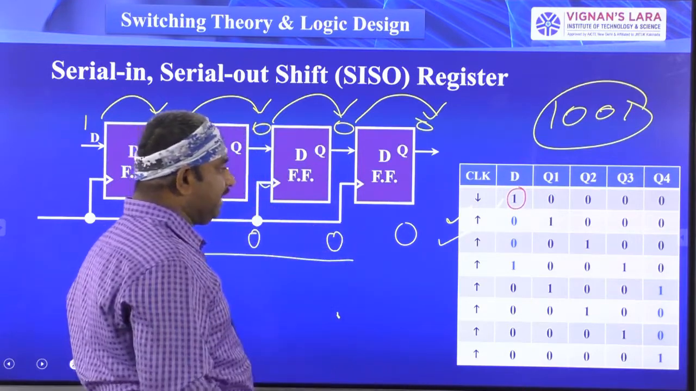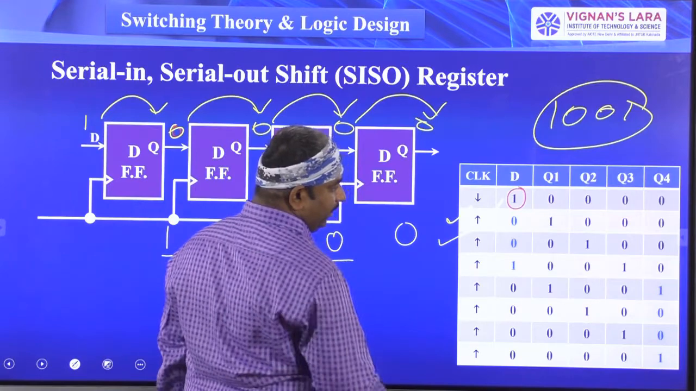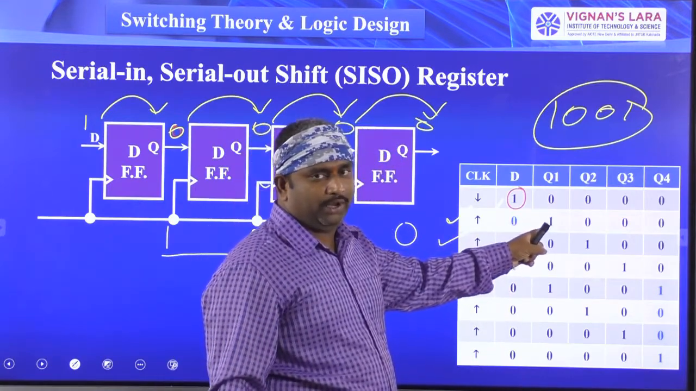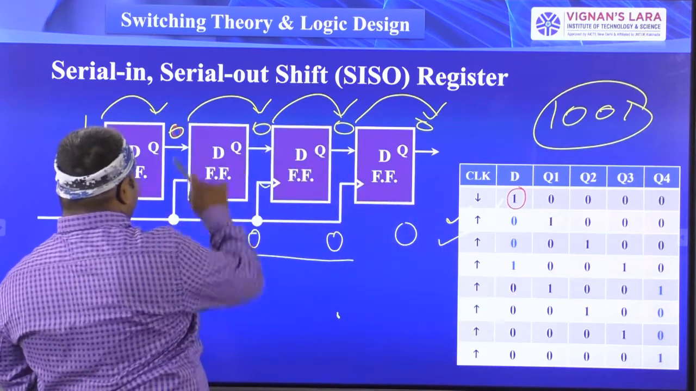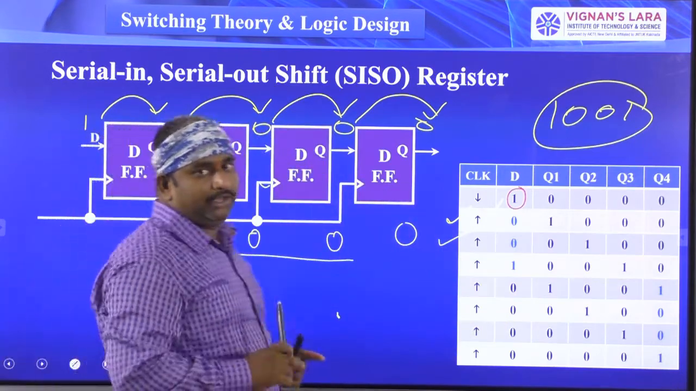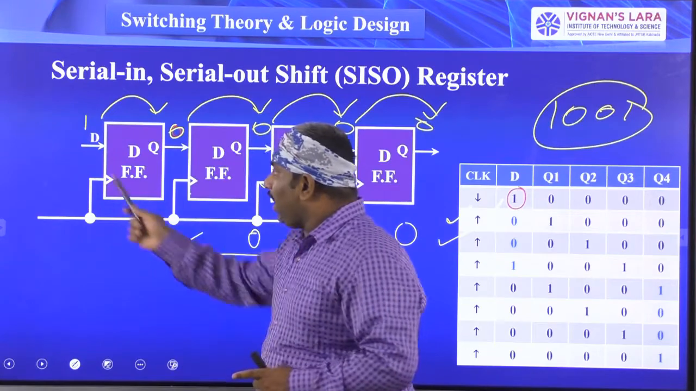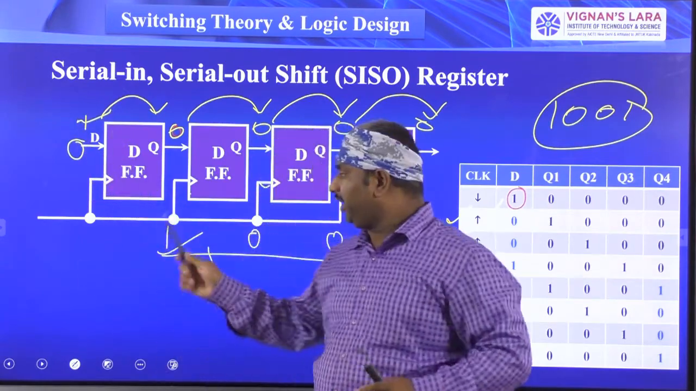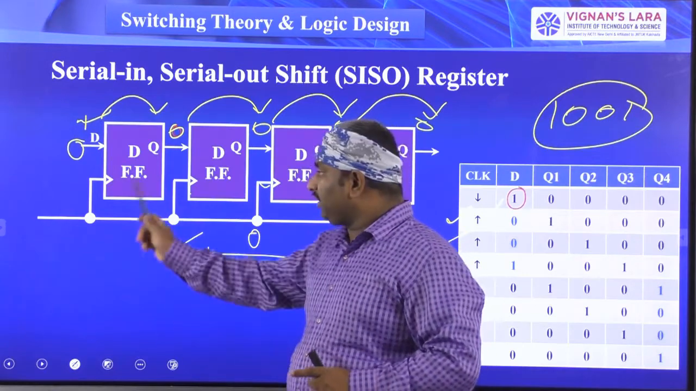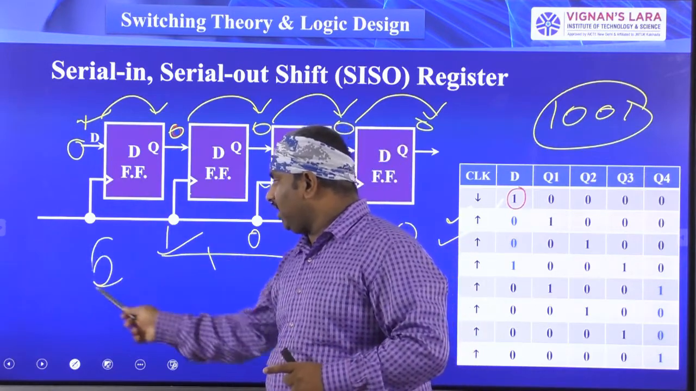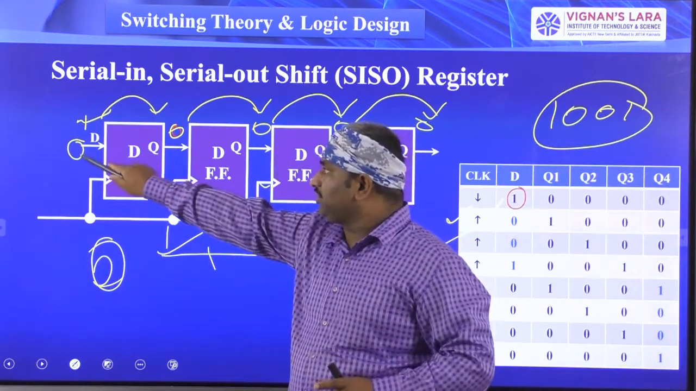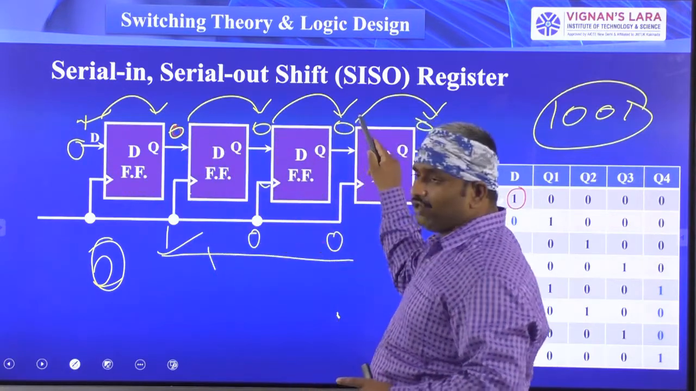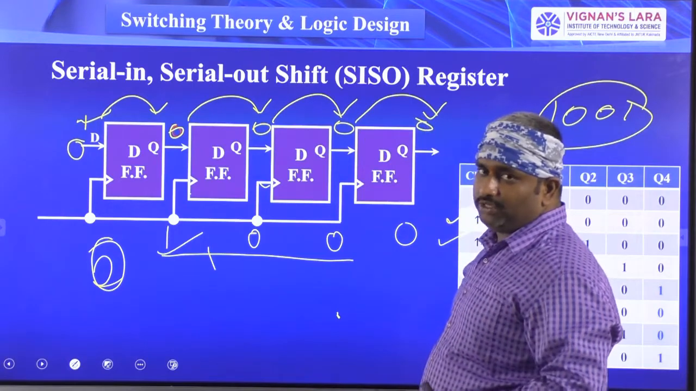Now coming to the second clock pulse. The first flip-flop output is Q1, so that is the second flip-flop input. Now the second flip-flop input is equal to 1, and the first flip-flop input is equal to 0. So this one is over. Now I have erased that and I have given 0. So after giving the second clock pulse, this 0 is shifted to here, and this 1 is shifted to here, this 0 is shifted to here, and this 0 is shifted to here.